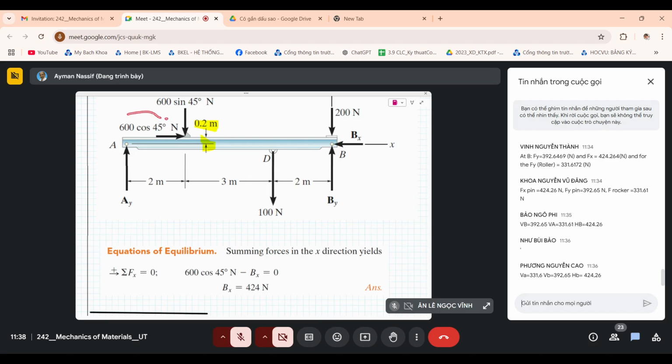So 600 cosine 45 newtons going in the positive direction of x, which is assumed this direction, and in the negative direction is the reaction in the x at B, Bx. So Bx straight away is equal to 424, and when it comes out as positive, it means it's in the same direction as you assumed here.